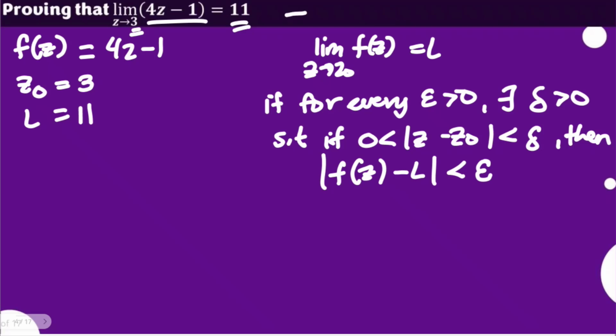So what is our goal for this video? To prove this using the definition, we must identify the existence of a certain delta, no matter how small it is, as long as it's greater than 0. And if it exists and satisfies this claim, then we have shown per definition that the limit of the given function is really equal to 11 as z approaches 3. Now, how do we do that? How do we show that this is true?